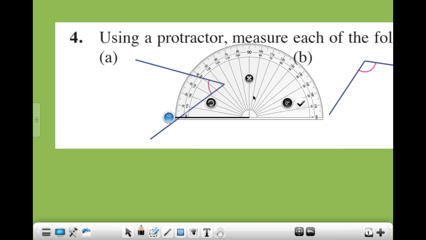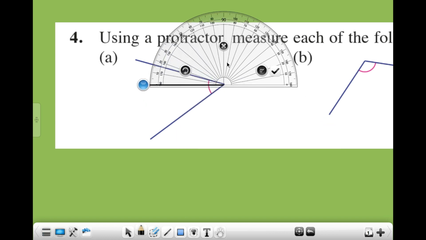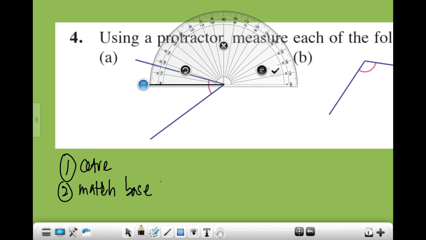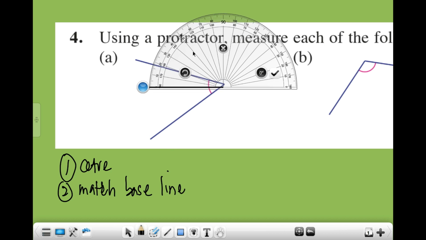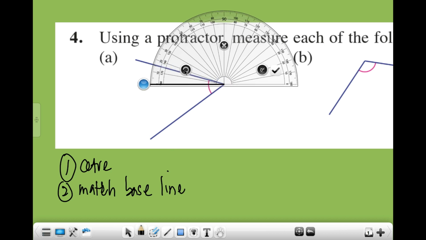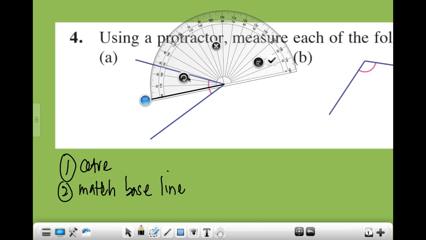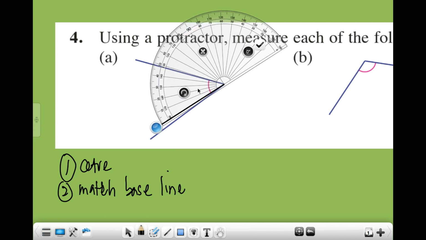Can you see that? Can or not? Yes. Okay, very good. Now, the first thing is the vertex, right? I write, that is the center. You have to pull the center to the vertex. The second thing, you have to match the baseline. So, we have to rotate your protractor after this. How to rotate after you put the center here? You just need to turn it. Rotate until you meet the baseline. Can you see that? Yes.